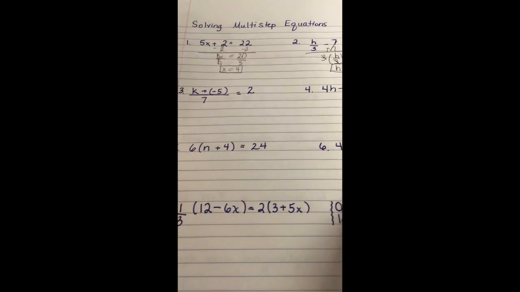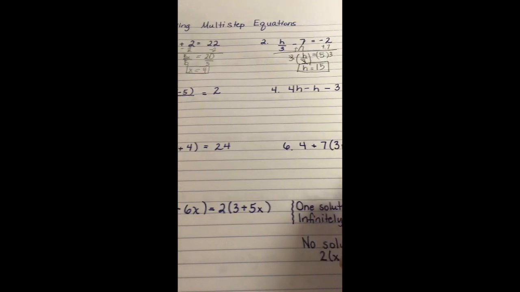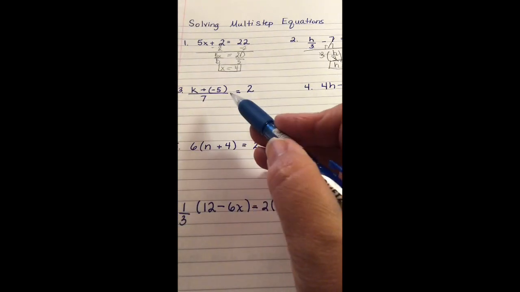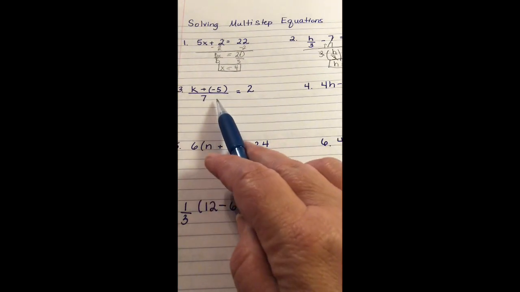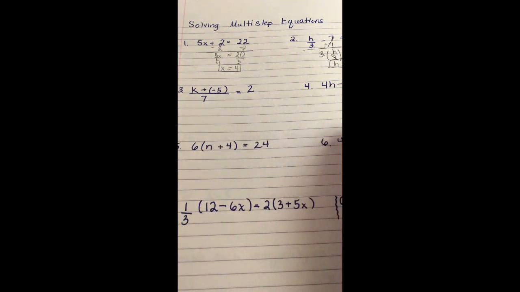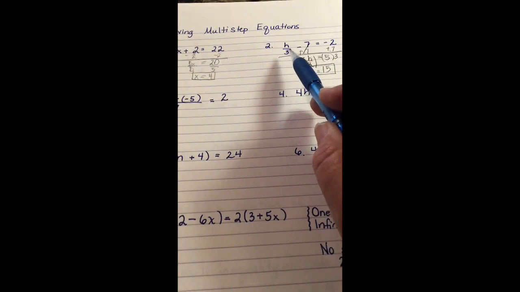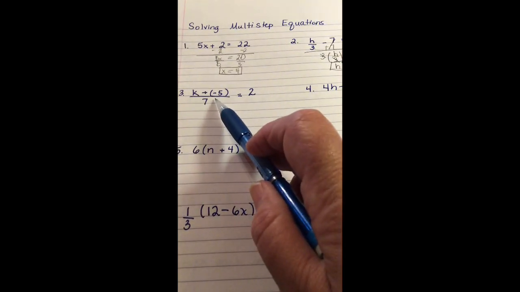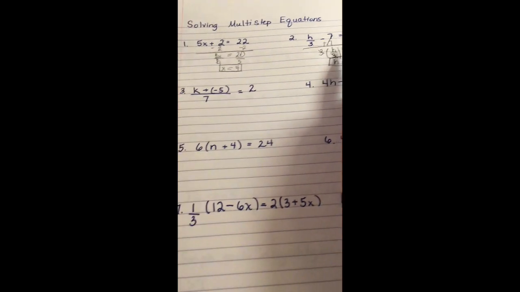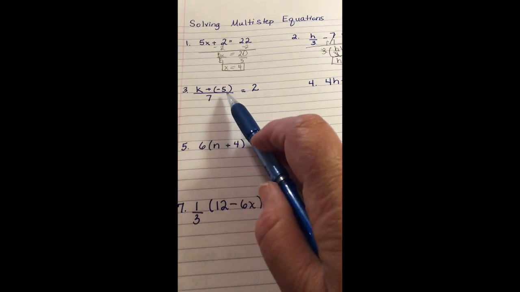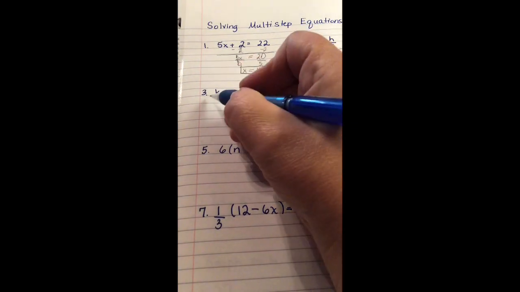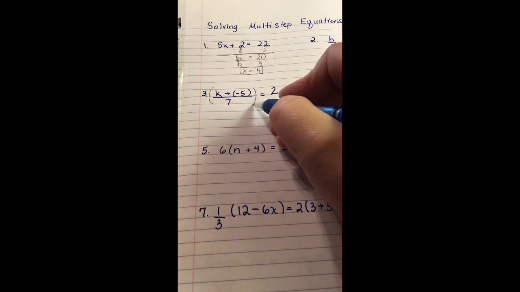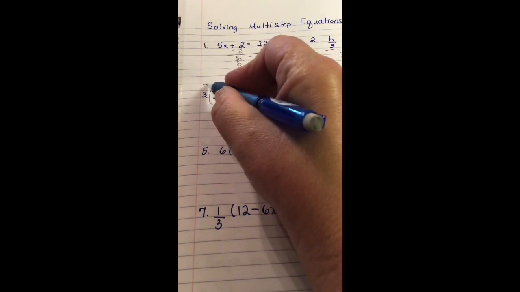Now let's look at number 3. Number 3 and number 2 both have a division problem, but they're not exactly alike. This entire side is being divided by 7, whereas only the variable is being divided by 3 here. So we're going to work this one differently than we work this one. We're going to get rid of dividing the whole left side by 7 first. How do I get rid of dividing by 7? I would multiply both sides by 7.